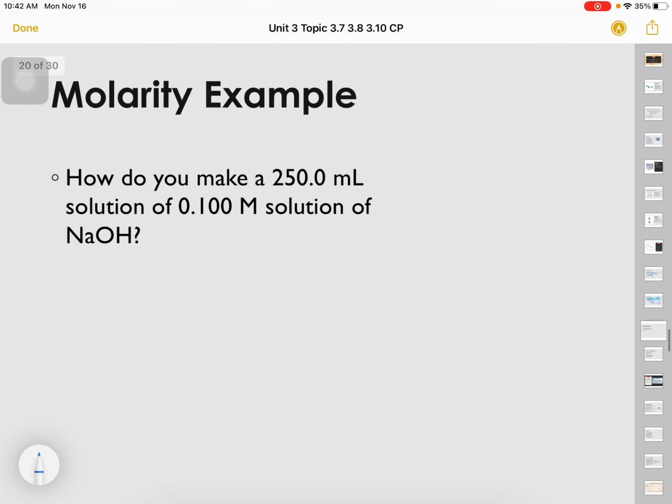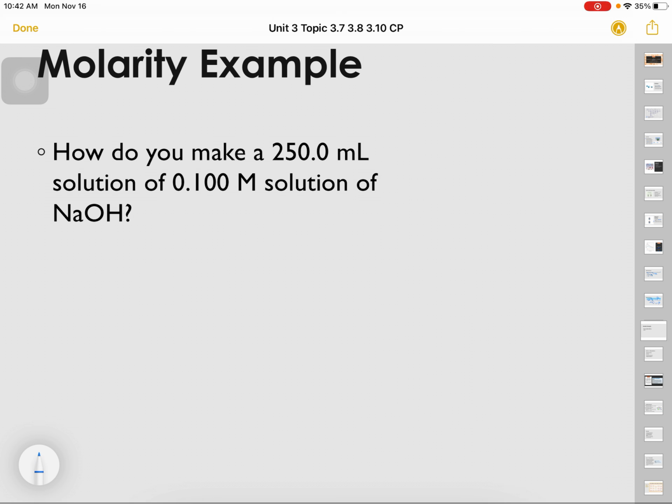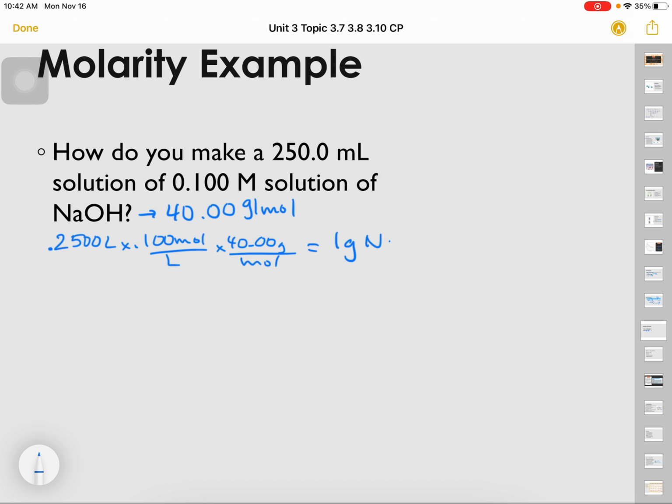So this question, how do you make a 250 milliliter solution of 0.1 molar sodium hydroxide? This is actually something that you would have to do in a lab. So we need the gram formula mass of sodium hydroxide, which is 40 grams per mole. So we can figure out how many grams of sodium hydroxide we need in this solution. So 0.25 liters times 0.1 moles per liter times 40 grams per mole gives us 1 gram. We need 1.00 grams of sodium hydroxide.